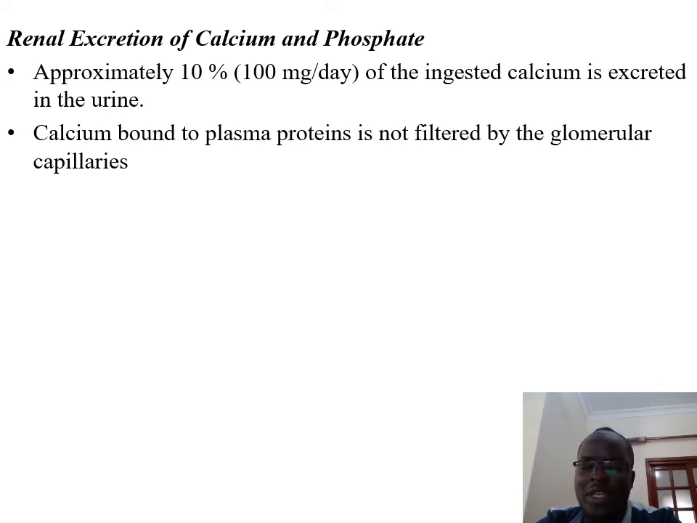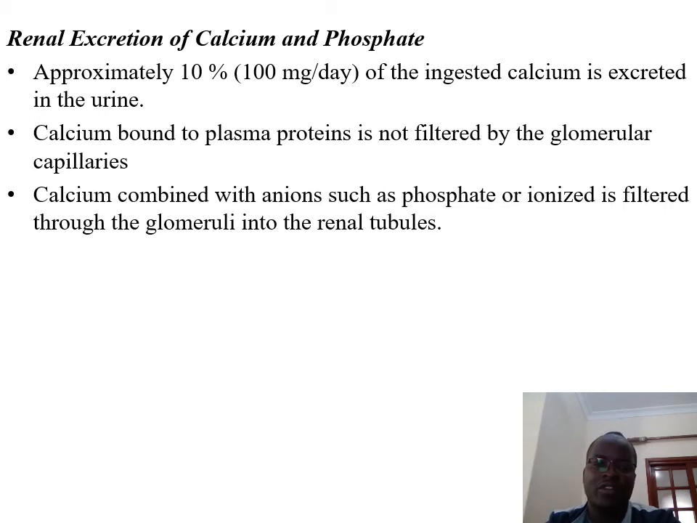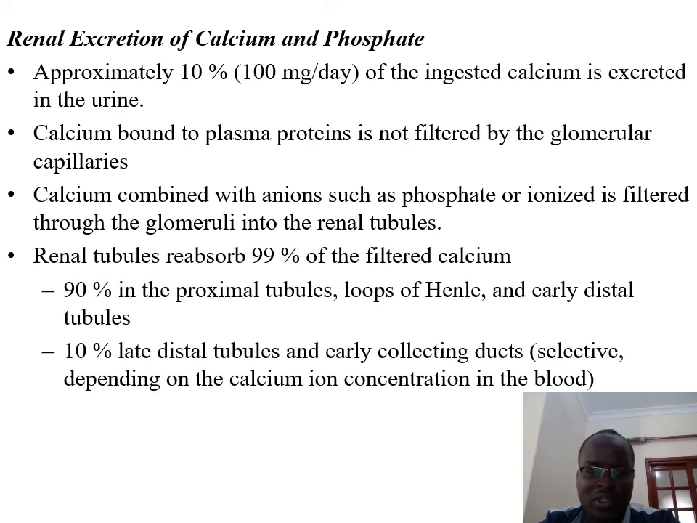Calcium bound to plasma proteins is not filtered by the glomerular capillaries. So the calcium that is bound to plasma proteins is not going to be filtered; it will be confined within the cardiovascular system. This simply means that the calcium that will be filtered here is the diffusible calcium, that which is bound to anions and that which is ionized calcium. The 9% and the 50% can be filtered. Calcium bound with anions such as phosphates, or ionized, is filtered through the glomeruli into the renal tubules.